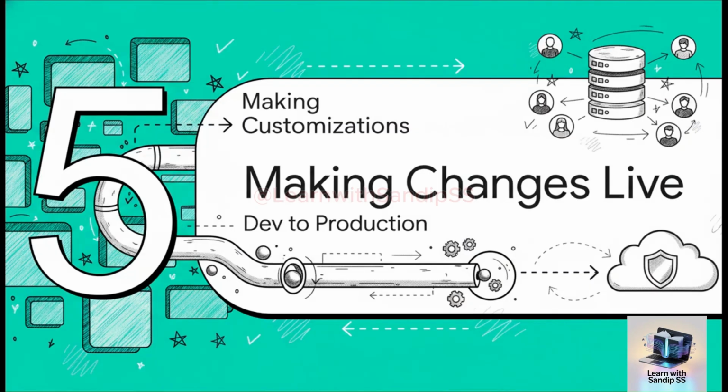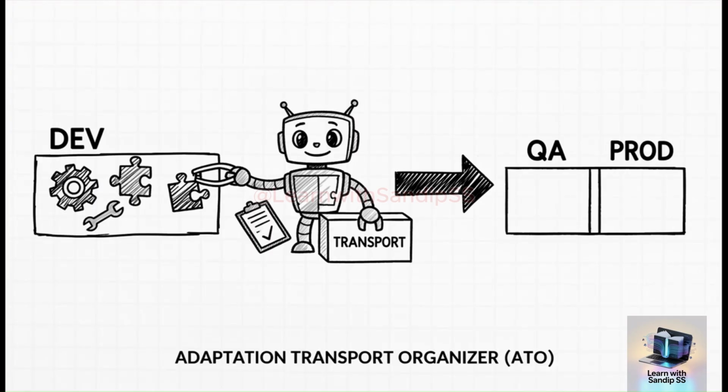All right, we have built all these amazing customizations. So now for the final, and maybe the most critical phase. How do we safely move all this great work from our development system into the live production system that everybody uses every day? Well, this whole process is managed by a tool called the Adaptation Transport Organizer, or ATO. The ATO is basically your traffic controller. It makes sure every single change is tracked and moved between systems in a very structured, orderly way, so nothing ever gets lost and everything has a paper trail.